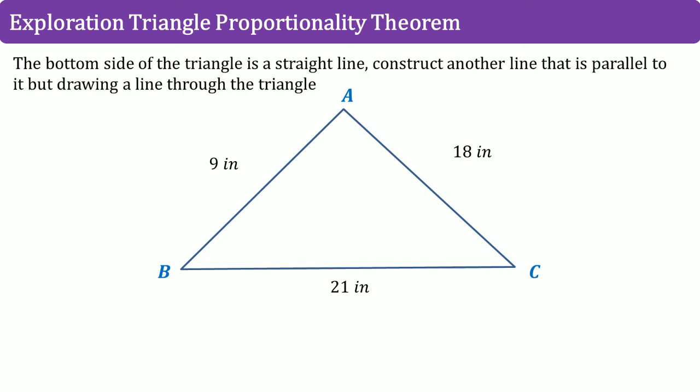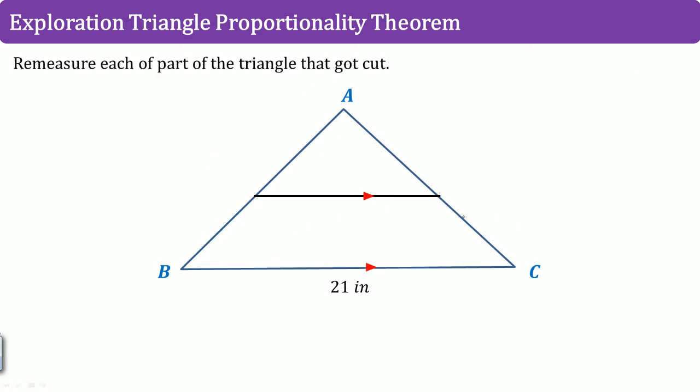Next, the bottom side of the triangle is a straight line. Construct another line that is parallel to it by drawing a line through the triangle. If you drew the line straight down, that's not parallel. Okay? So the line has to go like that. Please understand that the red arrows here indicate that it is parallel. Now, once I cut it with that extra line, remeasure each part.